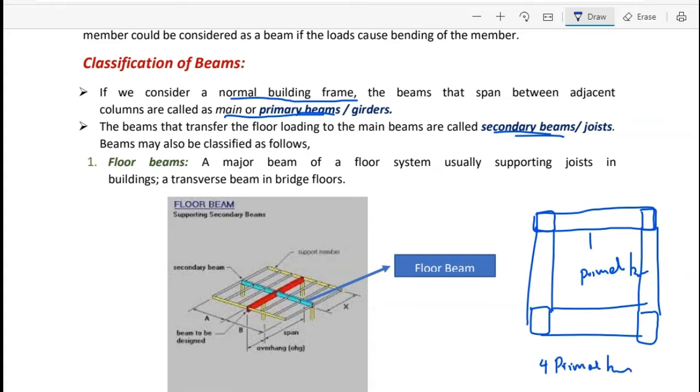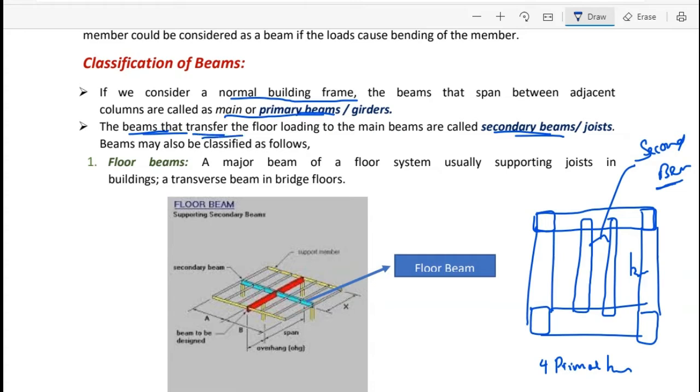Now, since the span is very high, in order to effectively transfer the loads coming from the slab to the beam, I construct other beams as being shown here. See, if you see, these two beams are called secondary beams. These secondary beams are running from beam to beam, and these beams are meant to transfer the floor loading to the main beam.